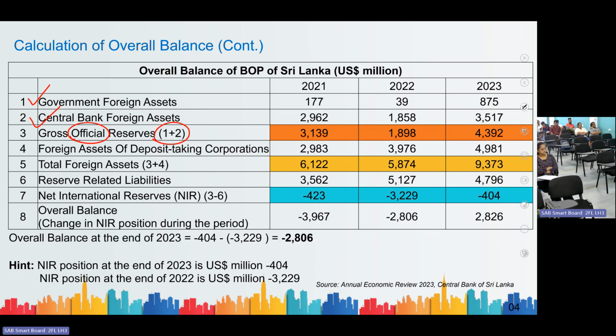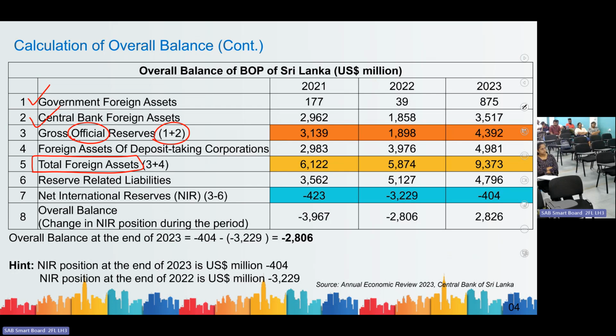So the fourth item is about that. And the total foreign assets is 3 plus 4, official reserves plus foreign assets held by a deposit-taking corporation. So that is about total foreign assets. Foreign assets are held by whom? Government, central bank, and deposit-taking corporations like commercial banks. Those are the three parties that hold foreign assets. The total foreign assets held by those three parties are called total foreign assets. And then we have reserve-related liabilities.